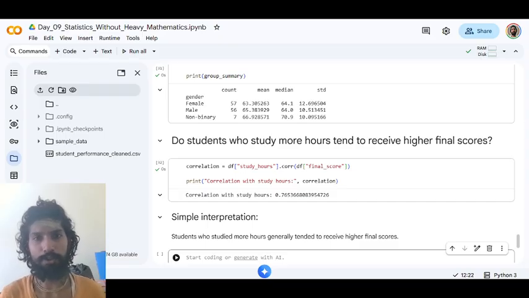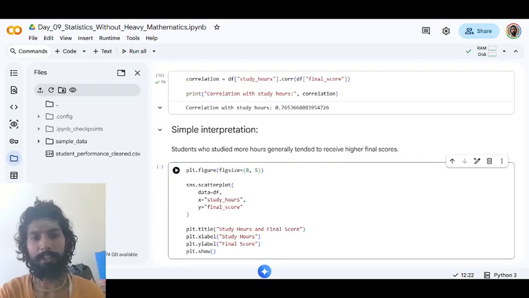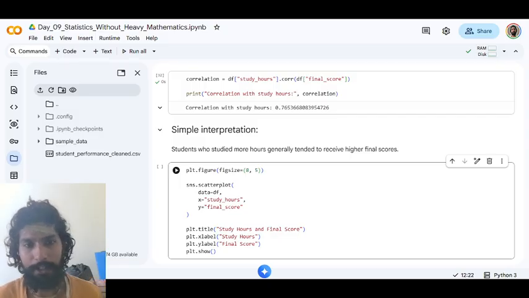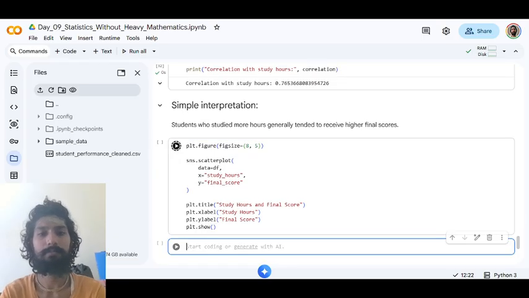A correlation value is useful, but we should also inspect the relationship visually. Create a scatter plot. Before running the cell, predict the pattern. If the correlation is positive, we may see the points rising from left to right. Now run the cell.